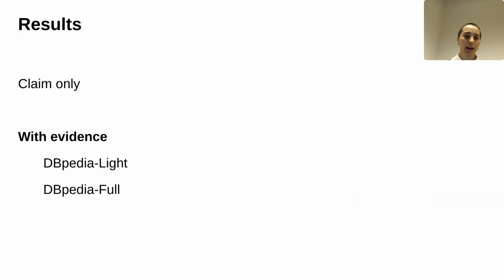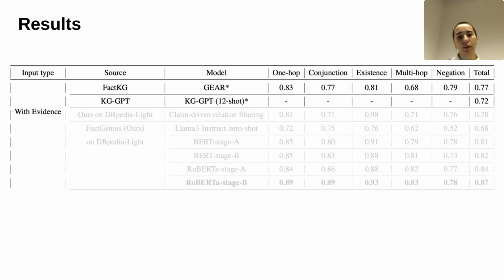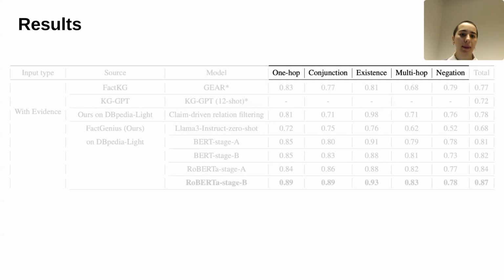Now for the results. In the paper, we have the claim-only results as well, but I'll focus here on the ones with evidence. And there are two types of results we have for the setting where we are using the evidence. That is on a smaller version of DBpedia that is only with the relevant information for the benchmark, or on the full DBpedia. We compared with two of the approaches in the literature, with the state-of-the-art approaches, and we broke down our results into different types of claims.